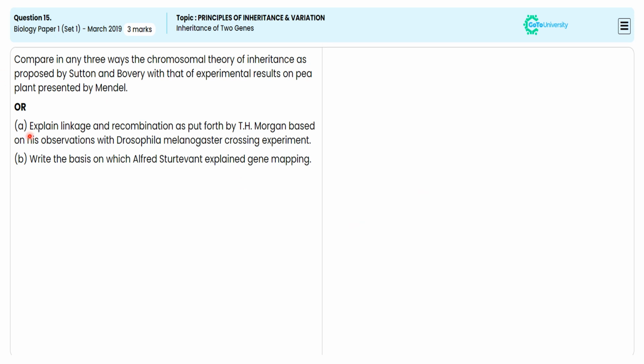In this 3 mark subjective question, in the second optional question, they are directing us to explain linkage and recombination as put forth by T.H. Morgan based on his observation with Drosophila melanogaster crossing experiment. For this, we are specifying the physical association of genes on a chromosome is exactly indicating linkage. For this illustration, we are getting half mark.